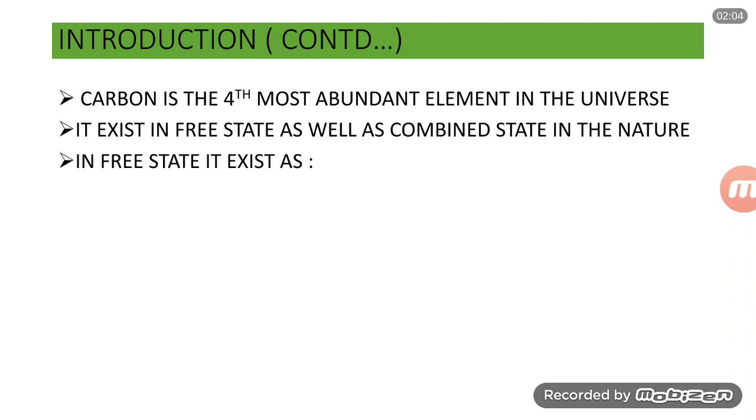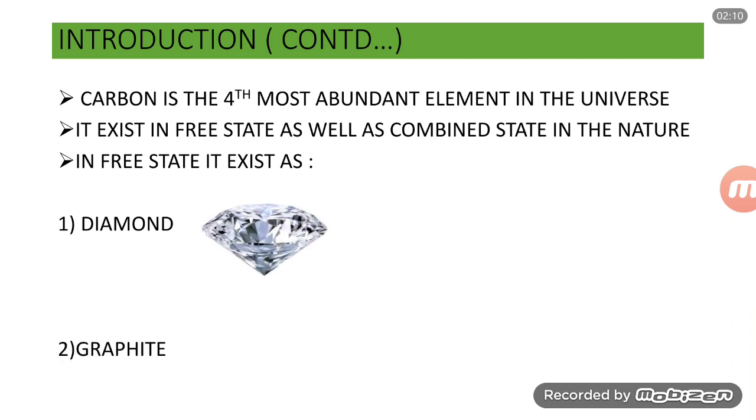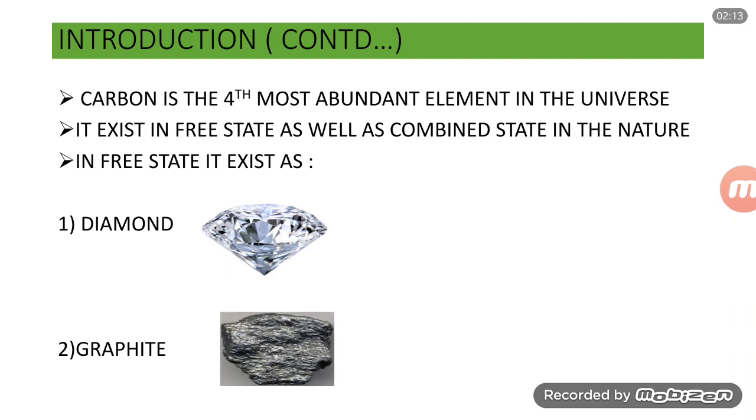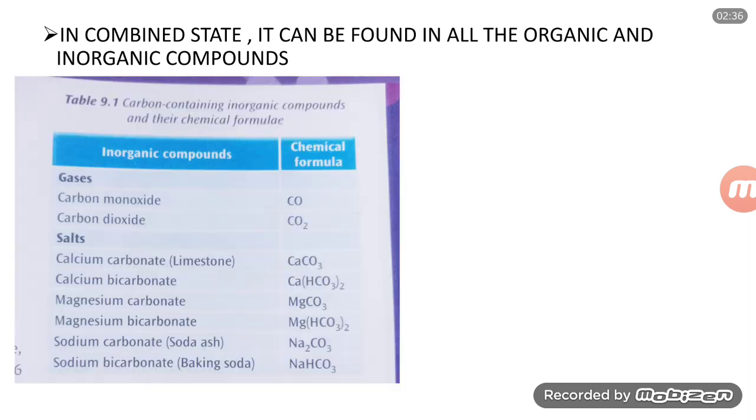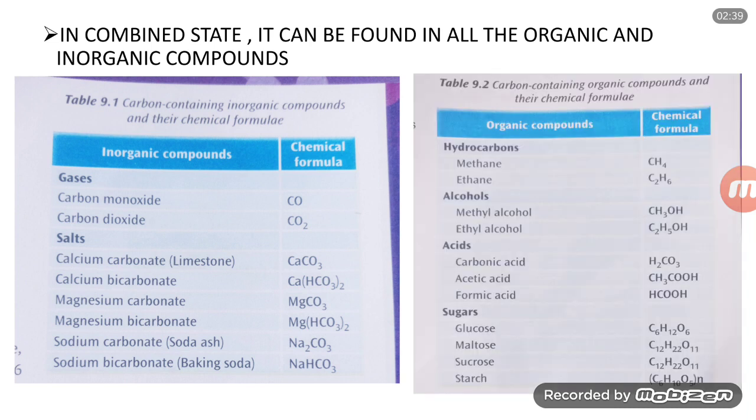So in free state it will exist as diamond, and it can also exist as graphite. Okay, so I have shown the figure alongside of the diamond and the graphite. In combined state, it can be found in all the organic and inorganic compounds. Organic compounds means it is related to organic or living things, and inorganic compounds are found in nature and artificially prepared.